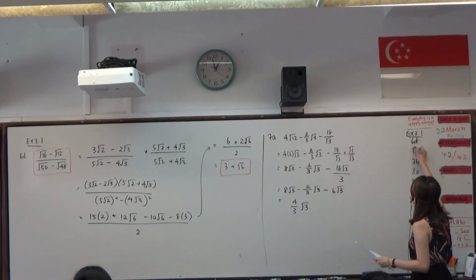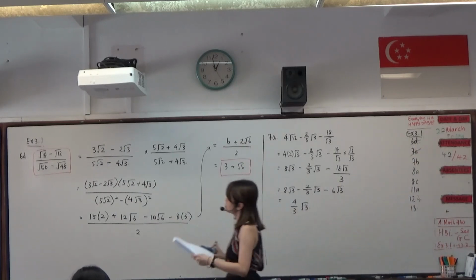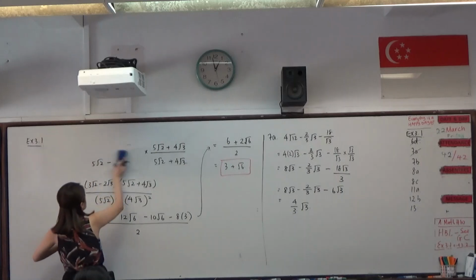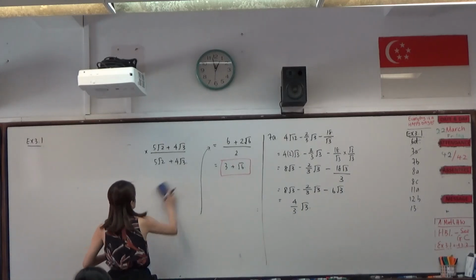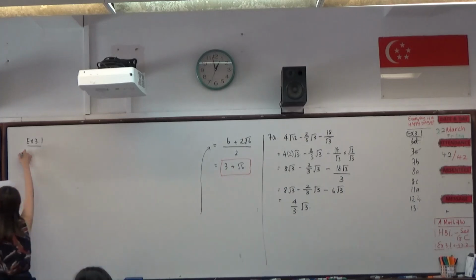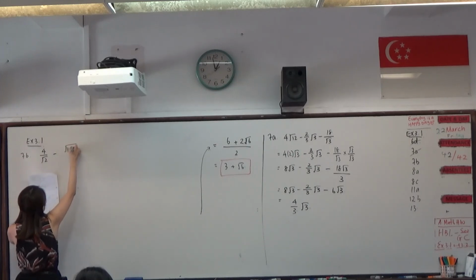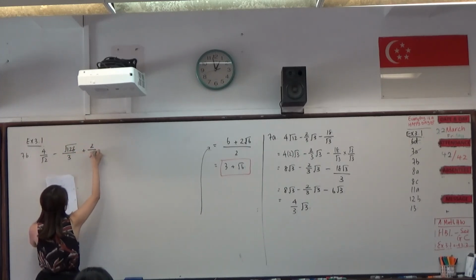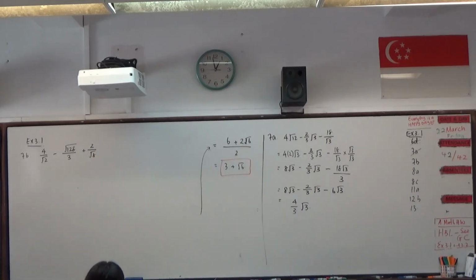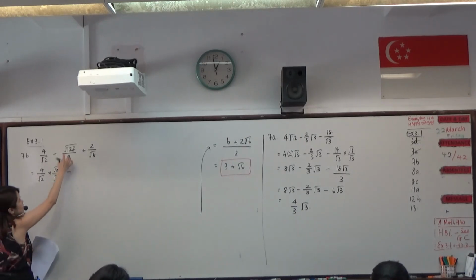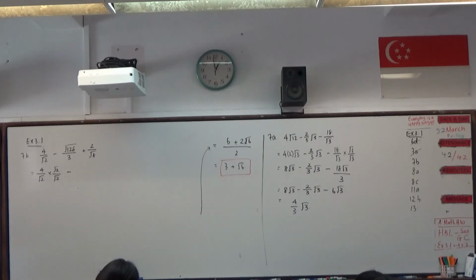Then next, 7b. We have 4 root 2 over root 2, minus square root 128 over 3, plus 2 over root 8. So same thing, as long as you have roots in the denominator, you have to do your rationalization. In this case, we multiply by root 2 over root 2. Then for the root 128, you need to simplify it.